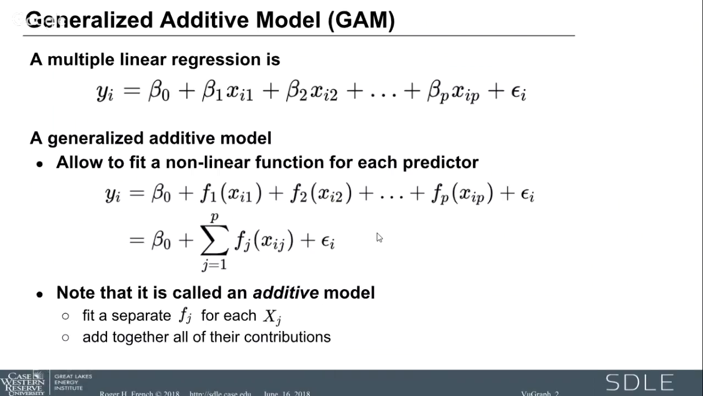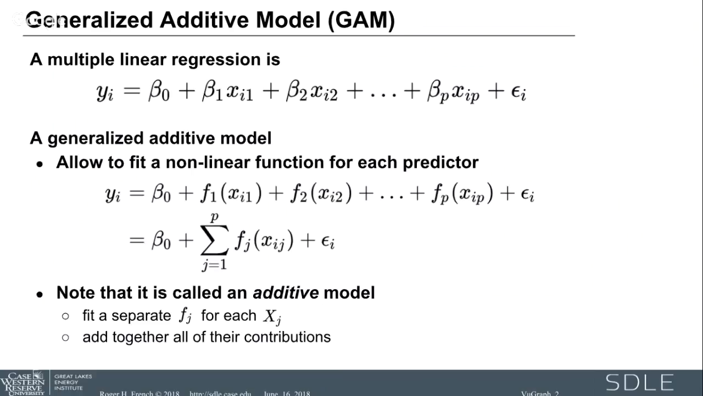For example, if you use linear terms for the f function, that will become multiple linear regression. So in other words, linear regression is a special case of the generalized additive model. It depends on which f function you choose. And the next thing is how do we define these f functions.